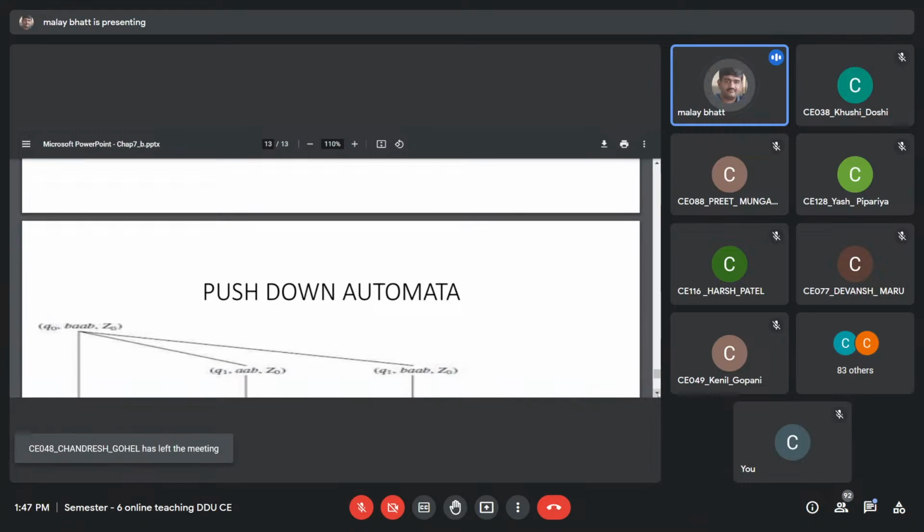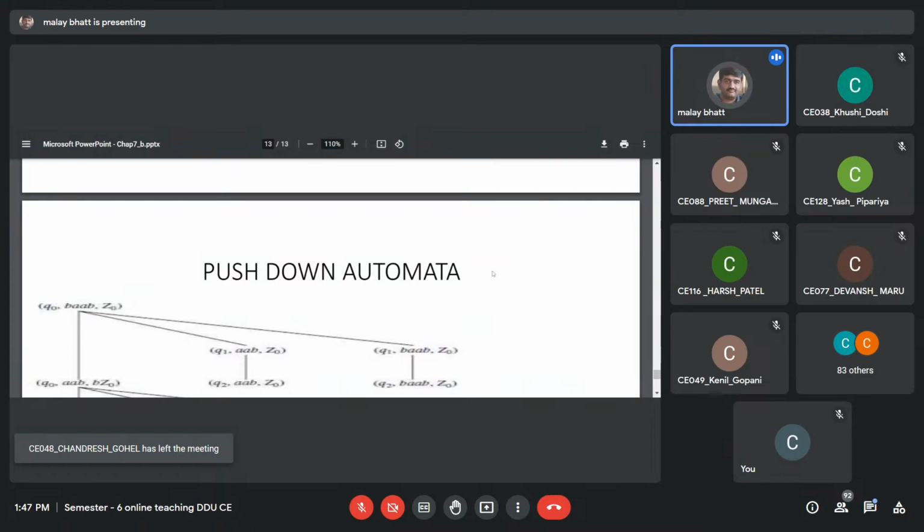So now I want to recognize this BAAB. I want to recognize BAAB. I don't know whether it is a odd length palindrome or it is a even length palindrome. So can anyone tell what we'll do first? BAAB. We don't know whether it is a odd length palindrome or it is a even length palindrome. We don't have any idea. So what we have to do?